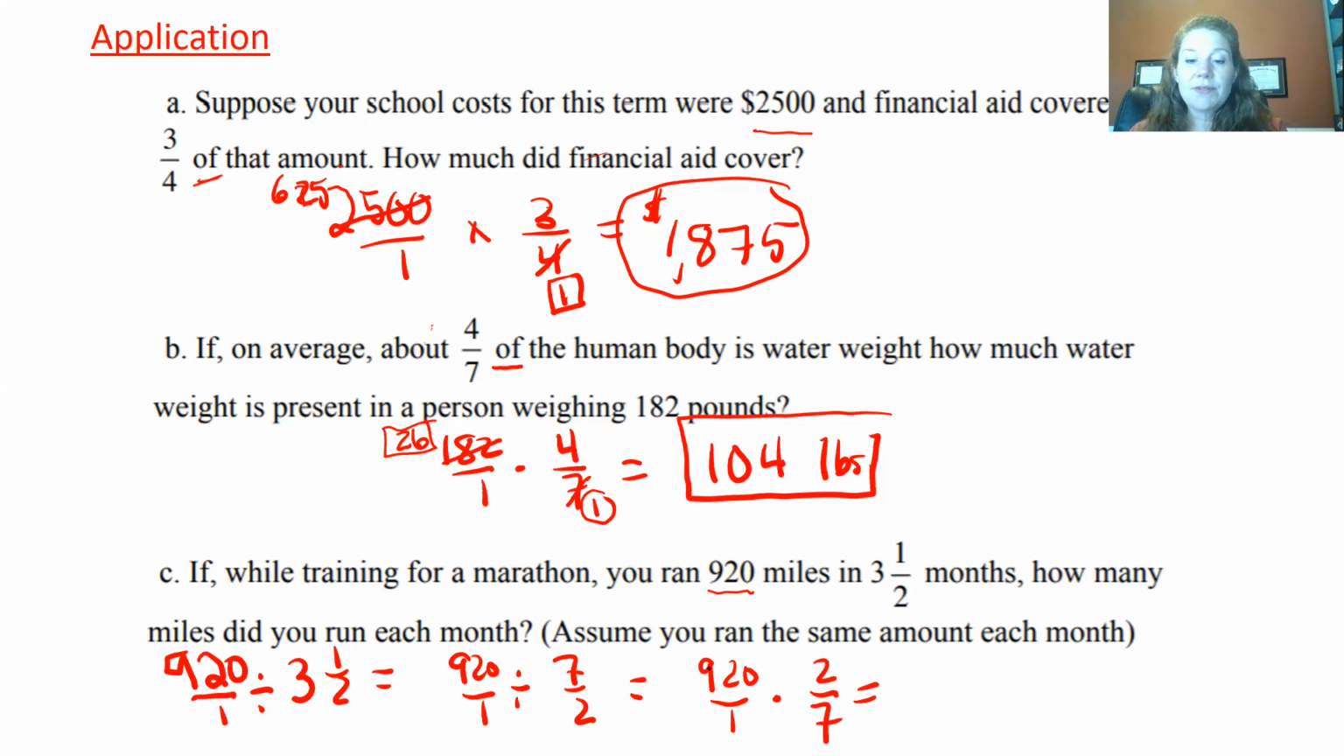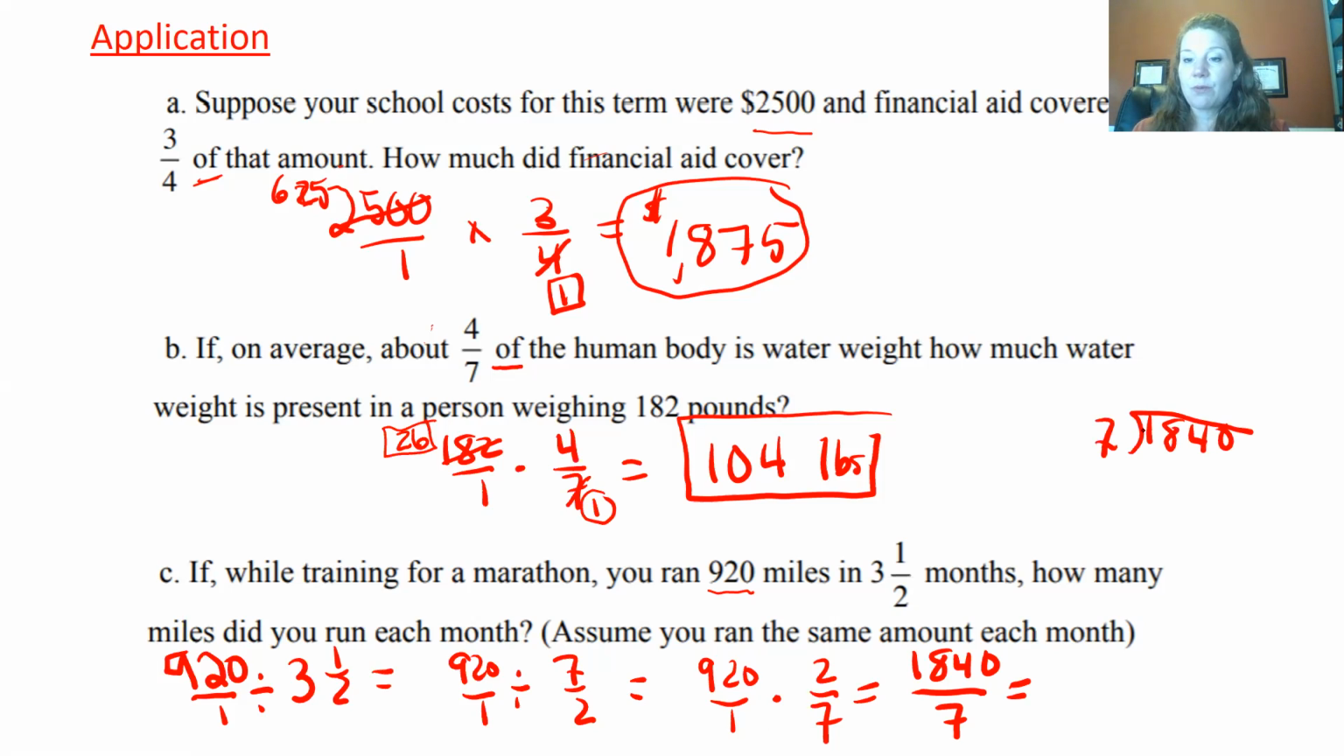I wonder if 920 is divisible by 7. I bet it is. I could be wrong. 920 divided by 7. I am wrong. It's not a whole number. So since it's not a whole number, I'm not going to divide by 7, which means I'm going to multiply straight across. 920 times 2 is 1,840 over 7.